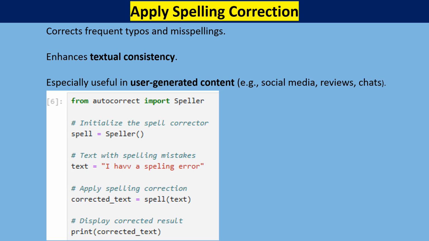Apply spelling corrections. Spelling errors, especially in informal content, can lead to vocabulary fragmentation in NLP tasks. Using the autocorrect library helps clean this noise. It works with both individual words and entire sentences, and is great for handling common English typos.